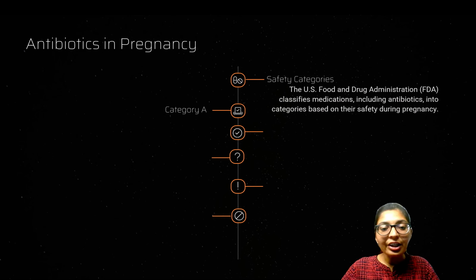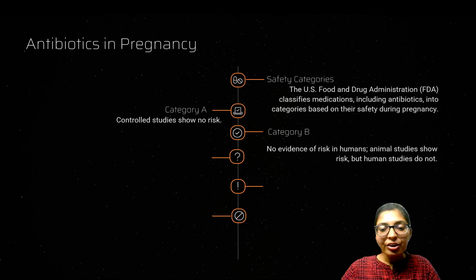First one is category A. It includes those drugs for which controlled studies show no risk. After that, category B. Category B includes those drugs which have no evidence of risk in humans; animal studies show some risk, but human studies do not show risk. After that, category C.